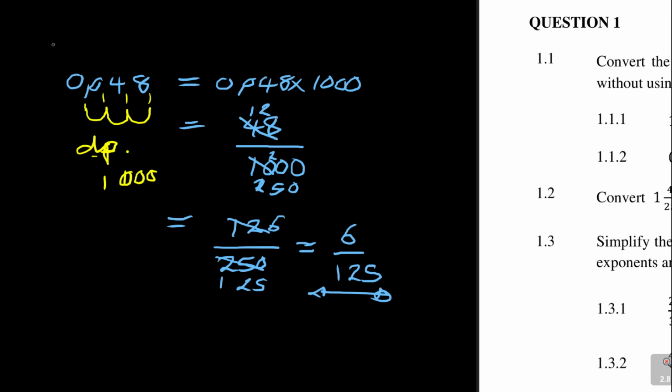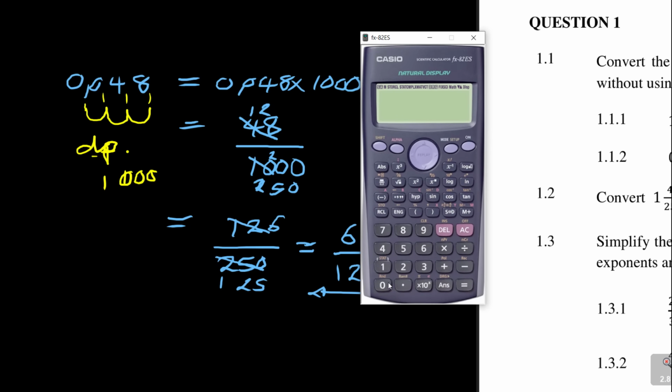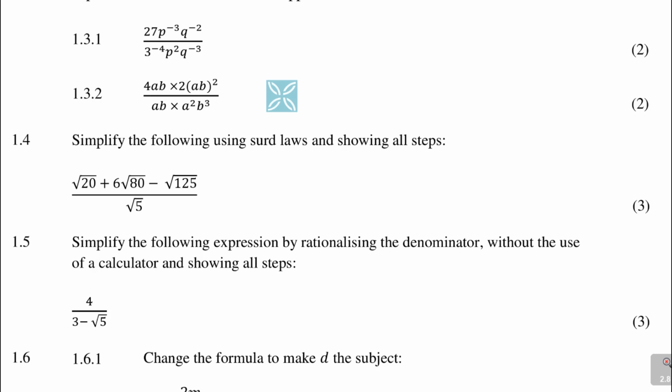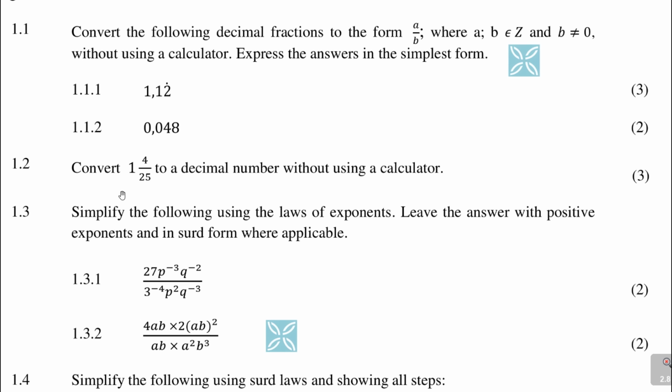Okay, you could have done that earlier, by bringing in the calculator already, and then you say 0.048 equal to, you see, 6 over 125. But however you do it, it's okay. Now move on. Convert. We're now at 1.2 here. It says convert 1 and 4 over 25 as a decimal number without using a calculator.